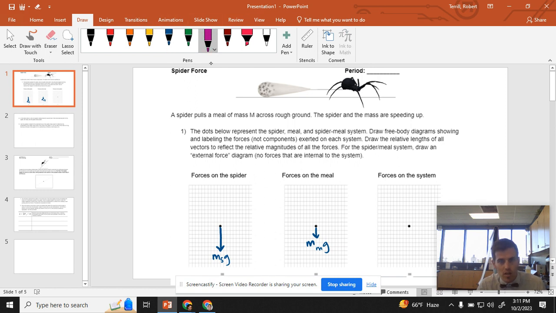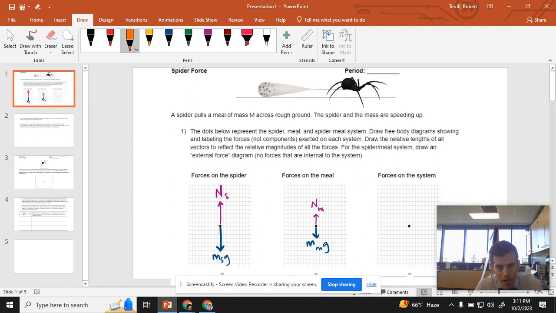Then on the spider, there's also going to be a normal force that's equal to the force of gravity down. I think it's about there. Let's change that real fast. Let's just call that capital N for normal on the spider. And there's capital N normal on the meal. Okay, that's good.